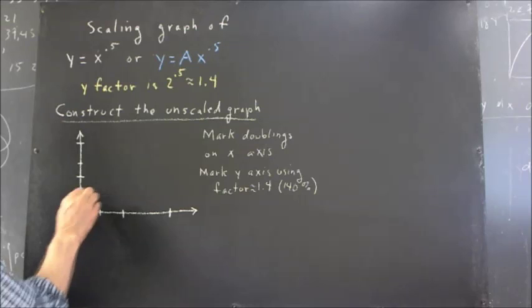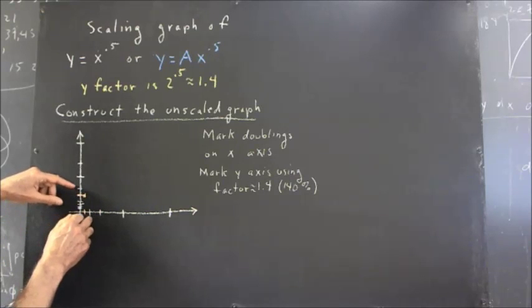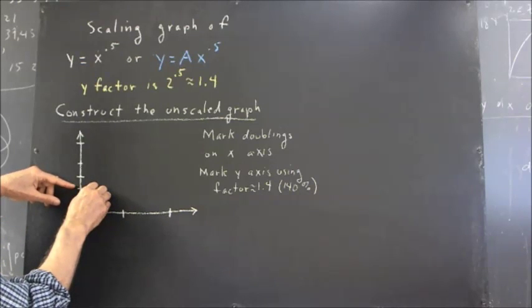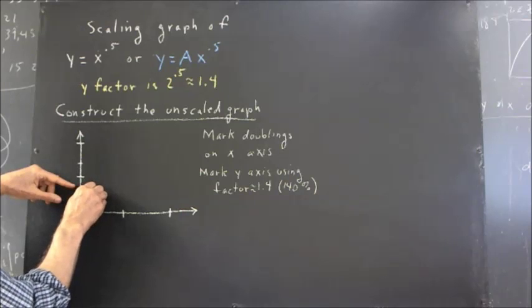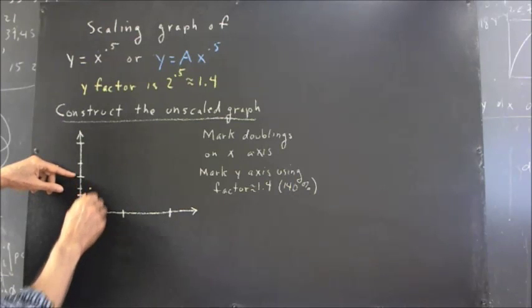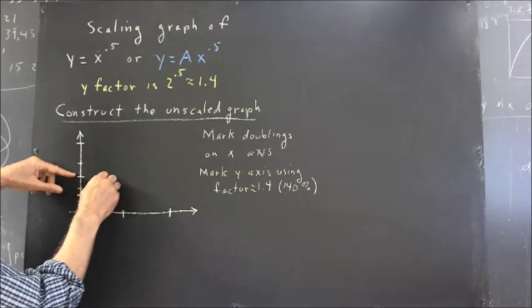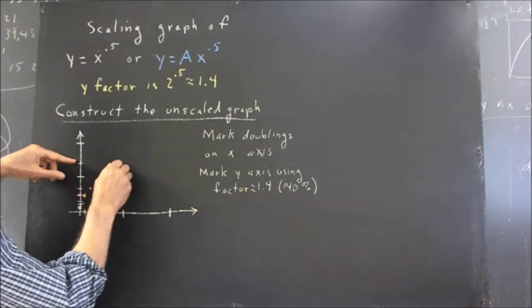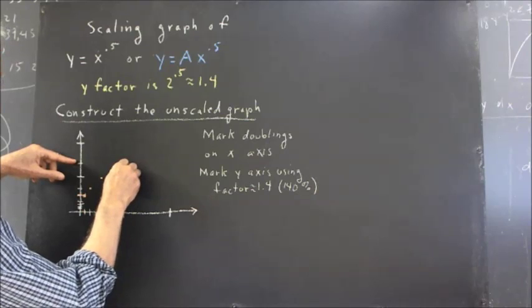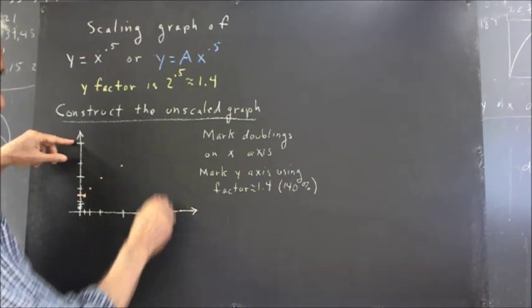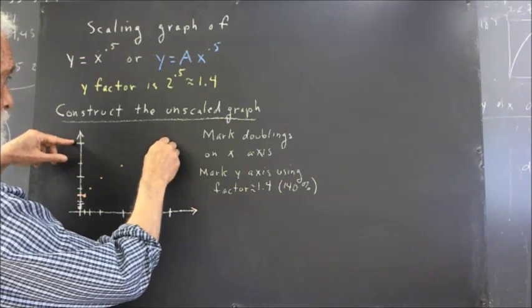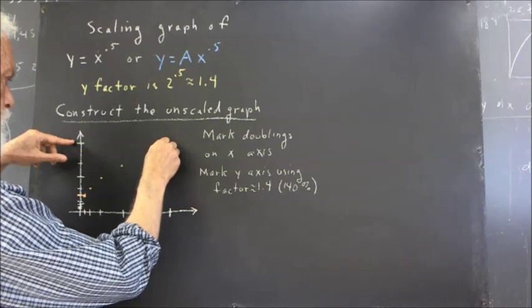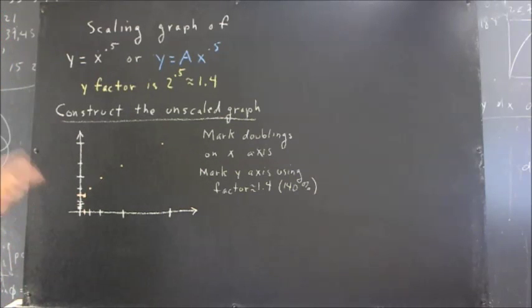And I get a point here. Then this point with this point puts me about here. This point with this point, come up here and over here, that puts me about here. This one with this one puts me about here, and this one with this one puts me about up here. Now those aren't perfect. Remember, this is a hand-sketched graph.